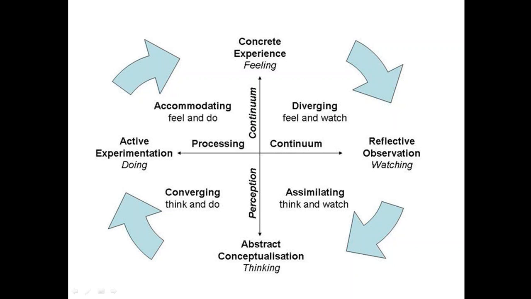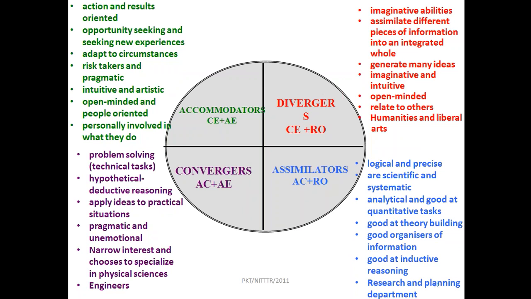And then on the y-axis, you can see the perception continuum, whether the person indulges in thinking more or would like to have concrete experiences, that is, feel about that. So four different categories emerge on the basis of this process and perception. He classified the learning styles into four: divergers or the diverging learning style, converging learning style, assimilators, and accommodators.